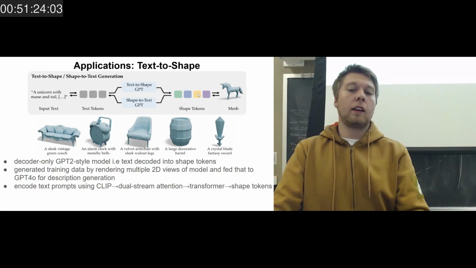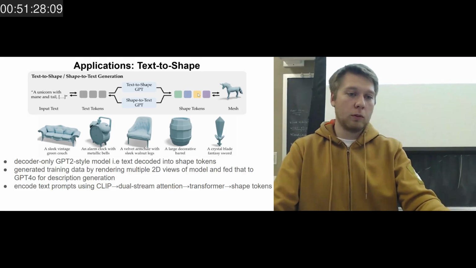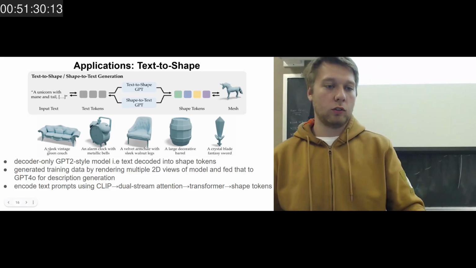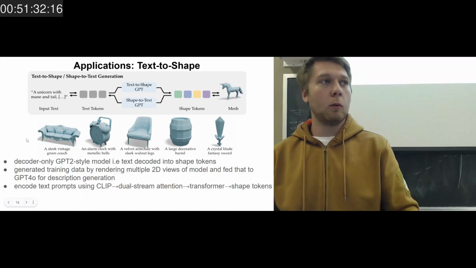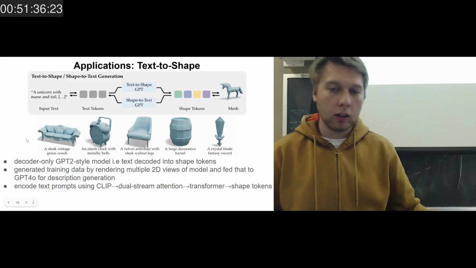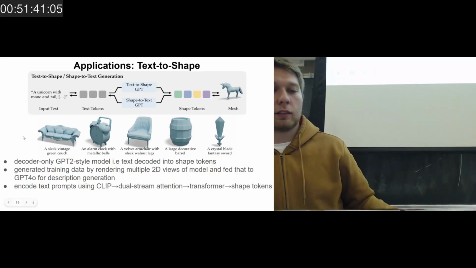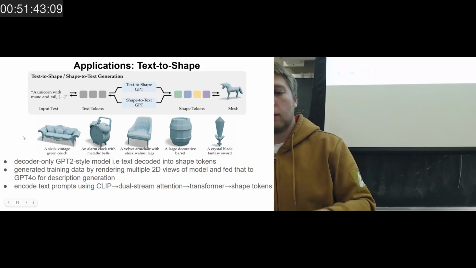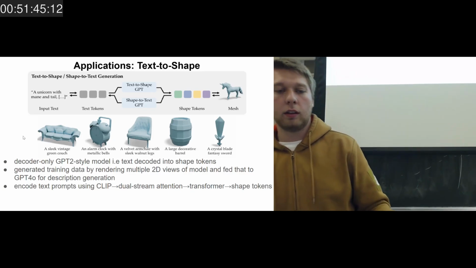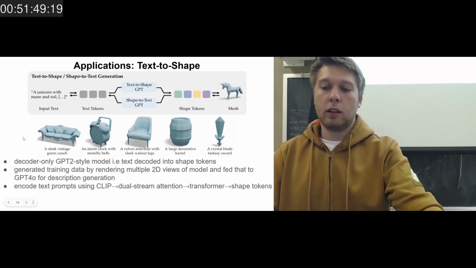For every object they create 3 different types of descriptions: a short description, which is just one simple sentence, a medium one, which is maybe 2 to 3 sentences, and a long description, which is about a paragraph, going into a lot of detail about what the model looks like. The way they do it, they take the text prompts, encode using CLIP, dual stream attention for the text and the shapes, and then transformer and shape tokens.